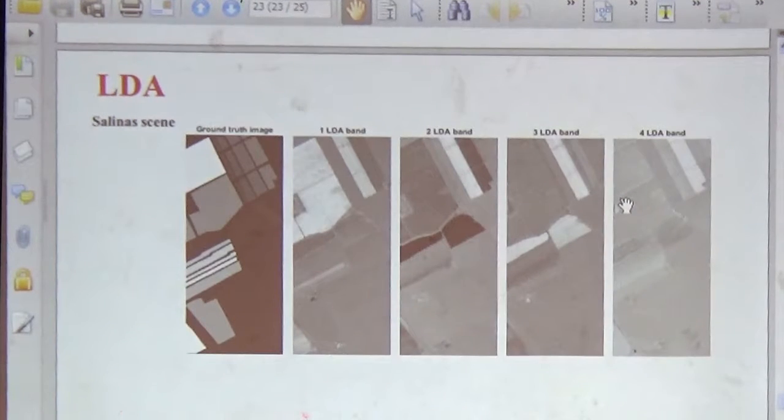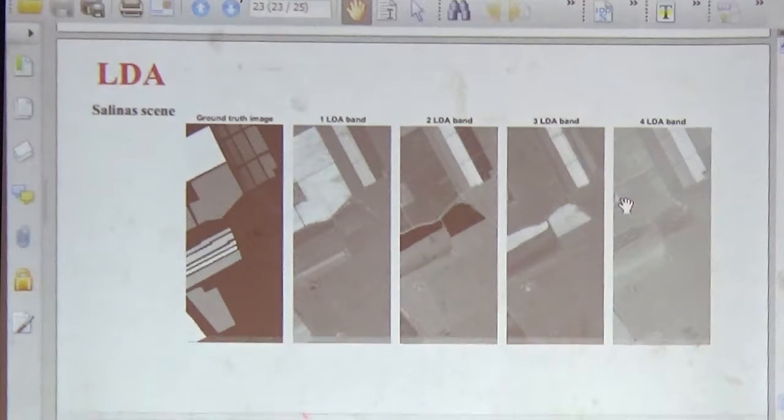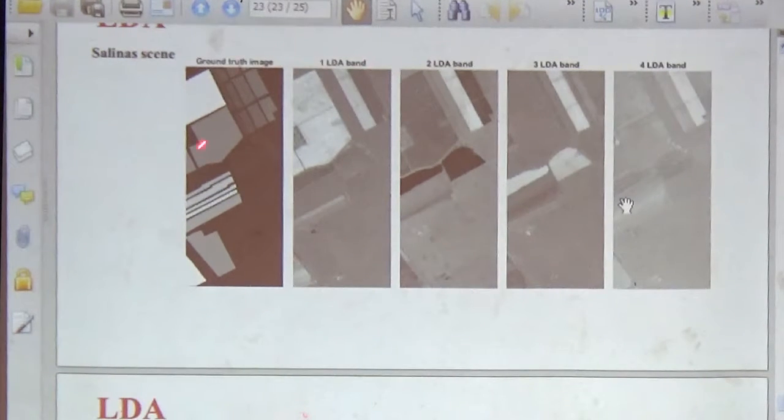Similarly, for another hyperspectral data view, the only extra thing is this ground truth image. Because you know that this pixel belongs to this class, and this pixel's class is different from this pixel's class, you can do a thing.